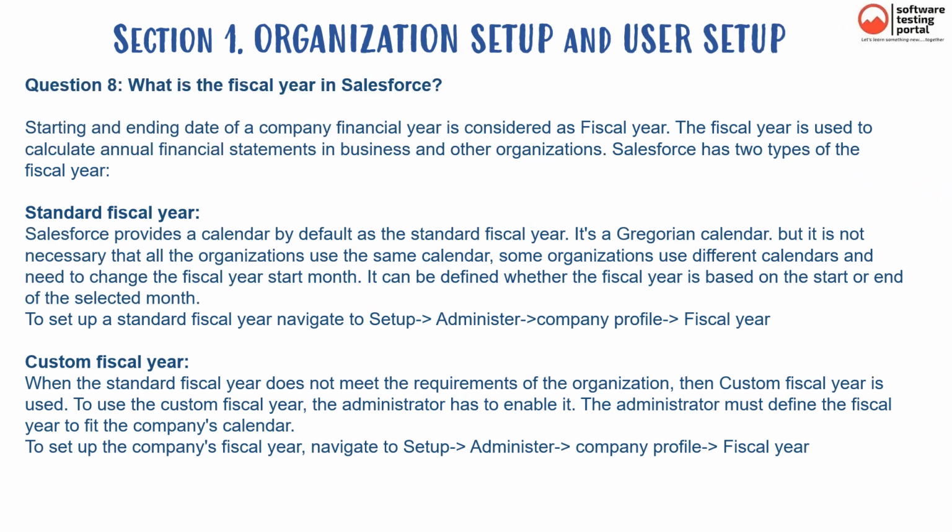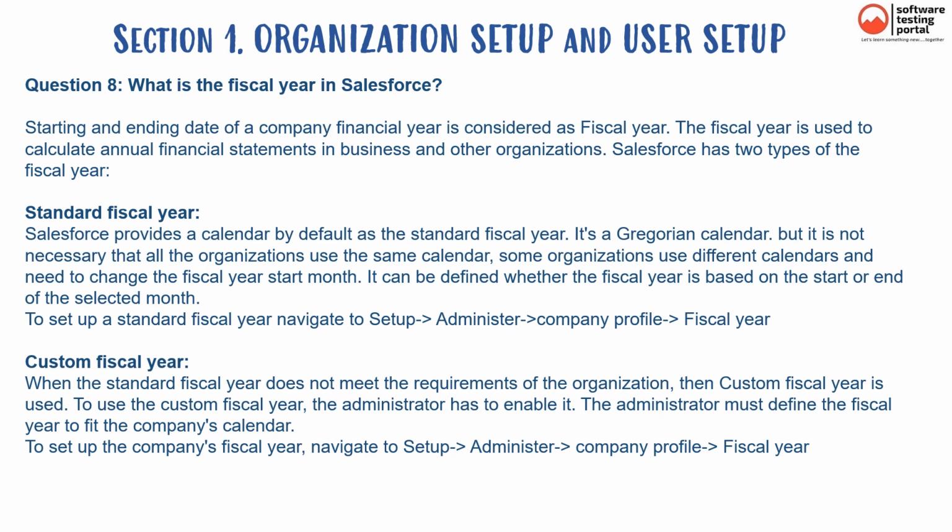Question 8. What is the fiscal year in Salesforce? The starting and ending date of a company's financial year is considered the fiscal year. The fiscal year is used to calculate annual financial statements in business and other organizations. Salesforce has two types of fiscal year. In standard fiscal year, Salesforce provides a calendar by default as the standard fiscal year. It's a Gregorian calendar, but it is not necessary that all organizations use the same calendar. Some organizations use different calendars and need to change the fiscal year start month. It can be defined whether the fiscal year is based on the start or end of the selected month.